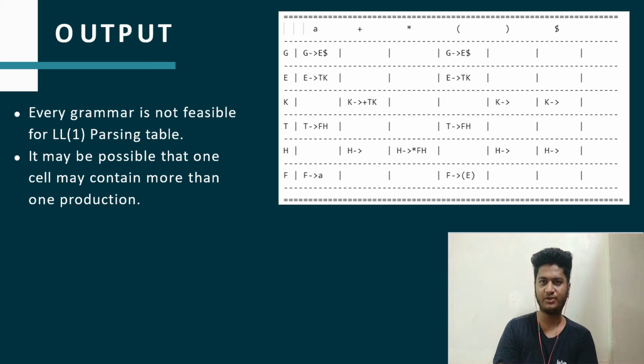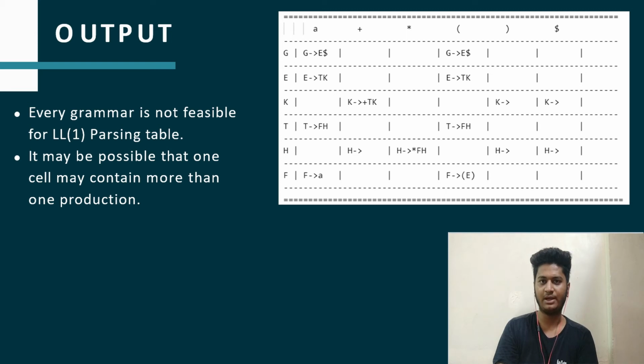In such cases we have to look at the follow of K from the follow table, that is closing bracket and dollar. So under this we will write K derives epsilon. In this way we are going to fill the parsing table. Now these are some important points. Every grammar is not feasible for an LL1 parser.